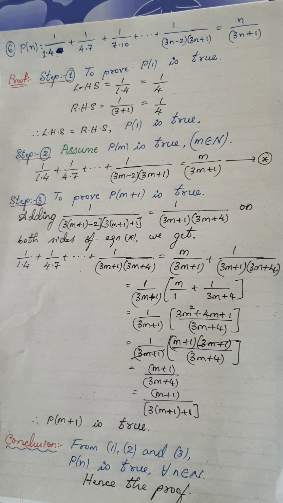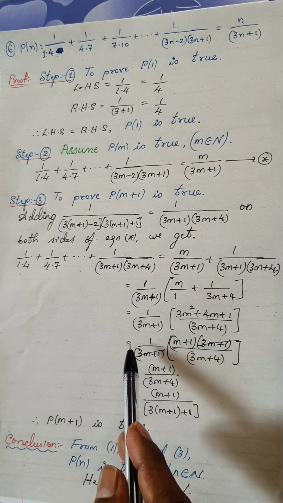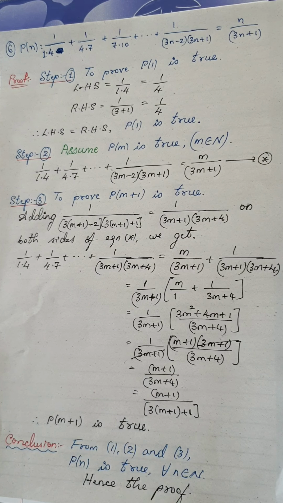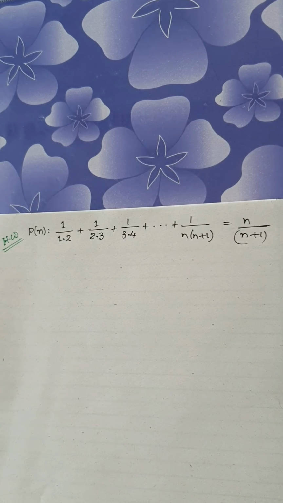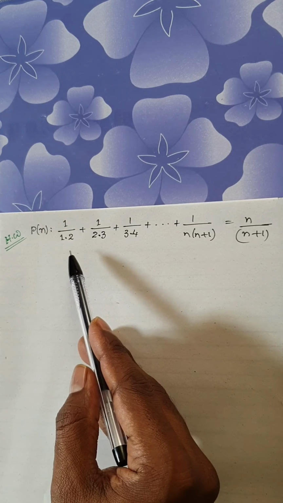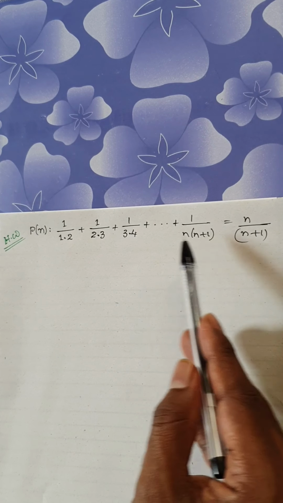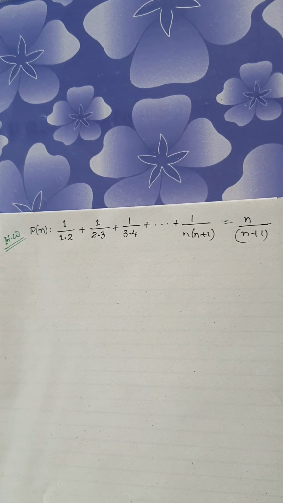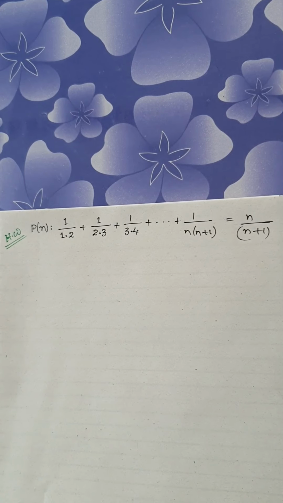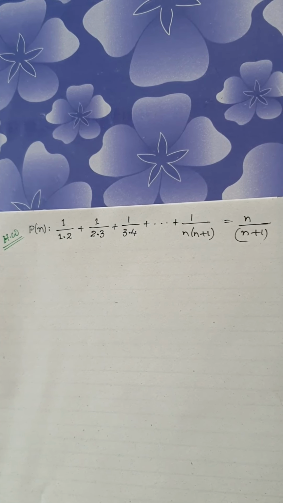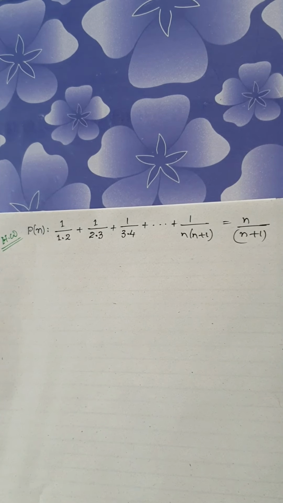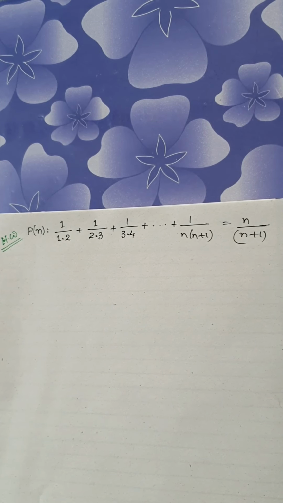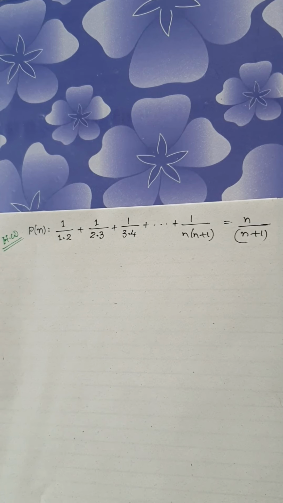Okay, right, students, it's time to wind up the class. Before that, I'll give you one question as homework, a similar one to what we have worked now. In the same way, you can find it out. So take down the question for the homework. P of n is 1 by 1 into 2, plus 1 by 2 into 3, plus 1 by 3 into 4, and so on, up to 1 divided by n into (n plus 1). This should be equal to n divided by n plus 1. I believe you can easily solve this. In case you have any doubts in this question, I'm going to give the solution in the next video.